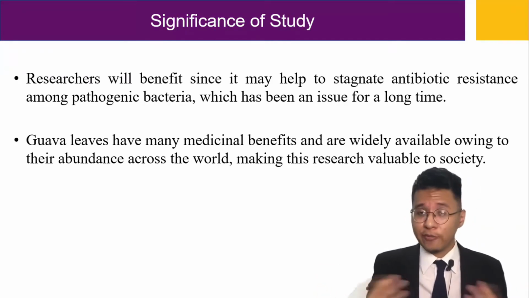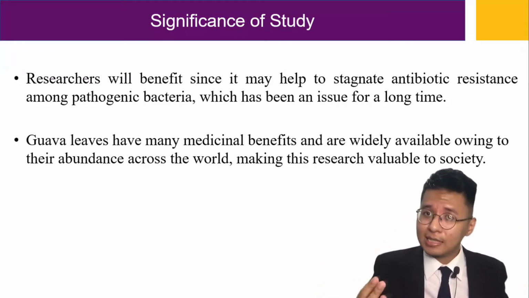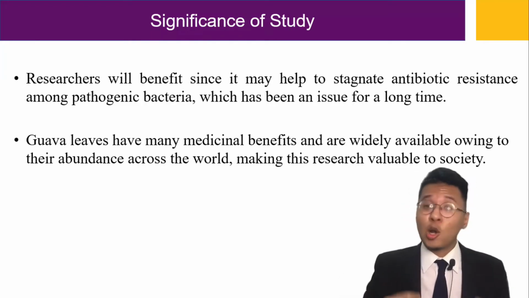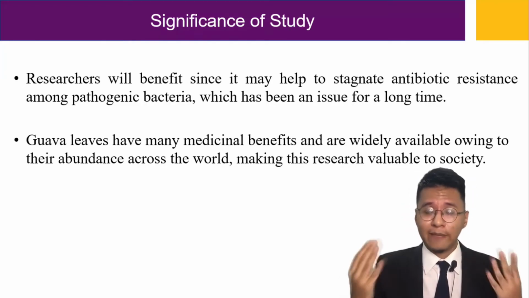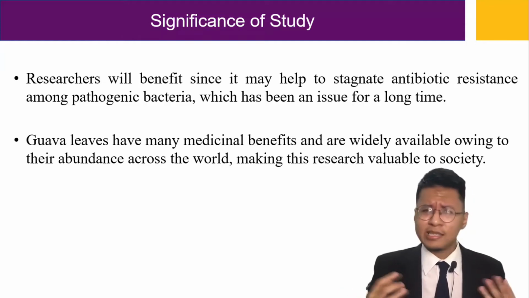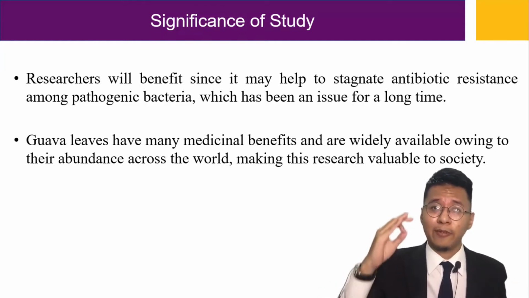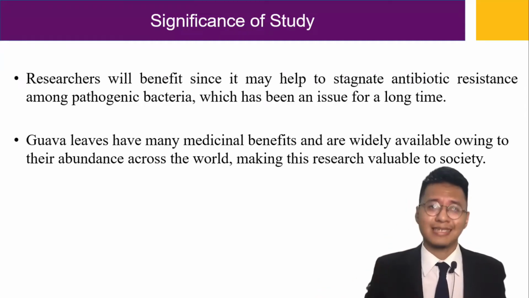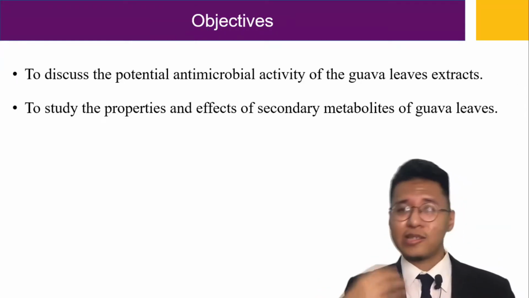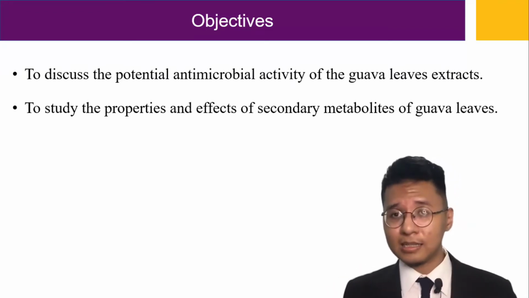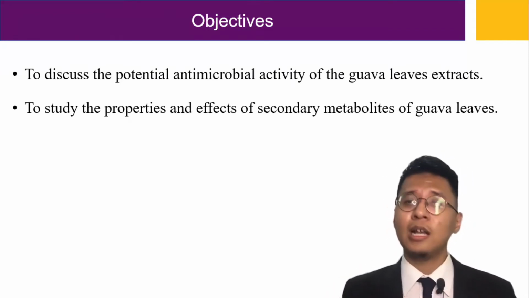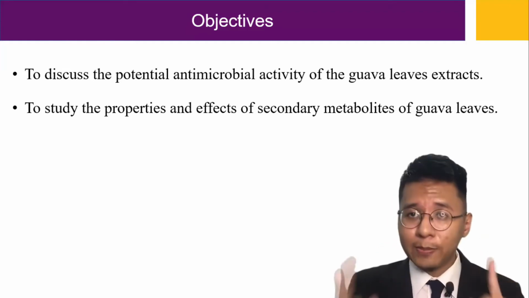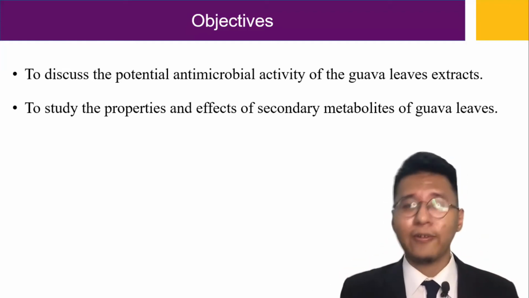First, it will be beneficial to researchers as it may assist to keep antibiotic resistance among bacteria at bay. Not only that, guava leaf has a lot of therapeutic advantages and is also readily available as it can be found abundantly all over the world, making this research valuable to society. Carry on. The objective of this review is to discuss the potential antimicrobial property of guava leaf extract as well as to study the effect and properties of the secondary metabolites found in the guava leaf.